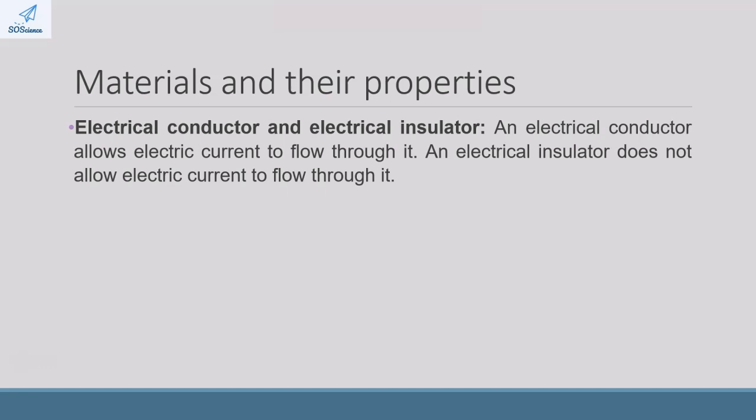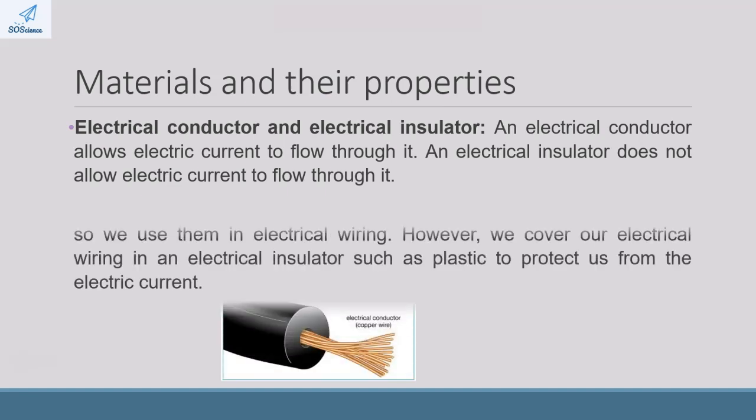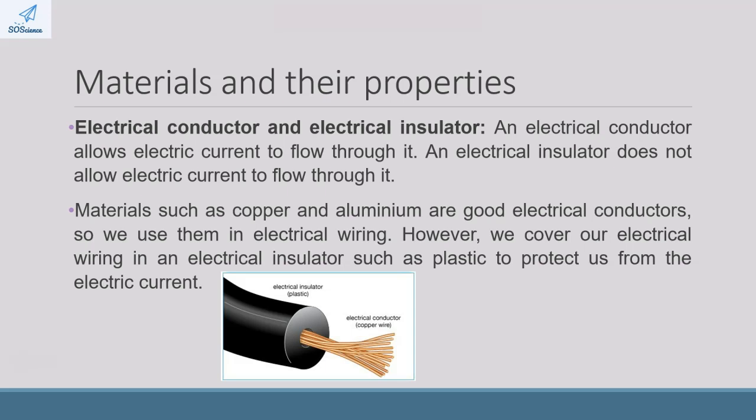So we get certain metals that don't conduct electricity very well. So they're still known as electrical conductors. They're just poor electrical conductors. A material that is an electrical insulator cannot allow current to flow through it at all. So materials like copper and aluminium are good electrical conductors, so we use that in our wiring, but we cover our wiring in an insulator like plastic so that we don't get electrocuted.